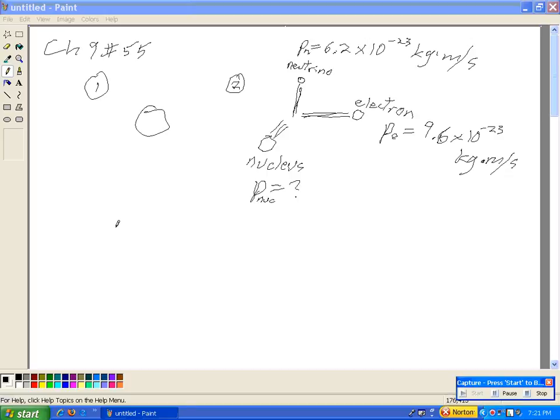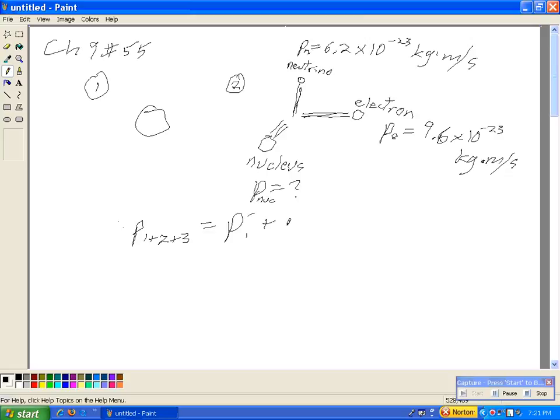The formula to use is conservation of momentum. So the total momentum before will equal the total momentum afterwards. The total momentum before was 0. It's not moving, at least not in relation to the other.